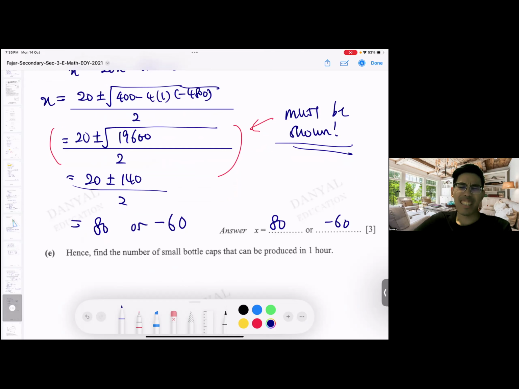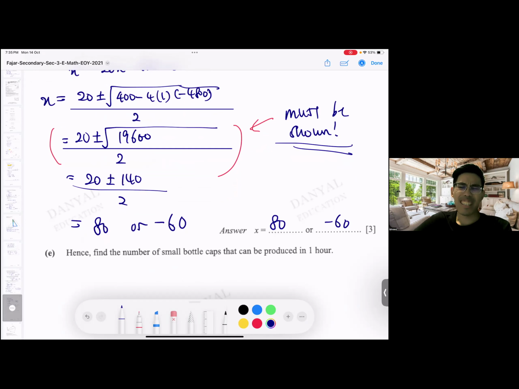Okay? So now we know that in this case, x can only be 80. It cannot be a negative number because x in this context is being used to refer to the number of bottle caps. It cannot be negative 60, right? It cannot be that the machine can destroy 60 small bottle caps in 5 minutes. So it must be produced, so it's positive. So x is 80. Okay? So going back to the question, putting the number back into the context, in 5 minutes, the machine can produce 80 small bottle caps.